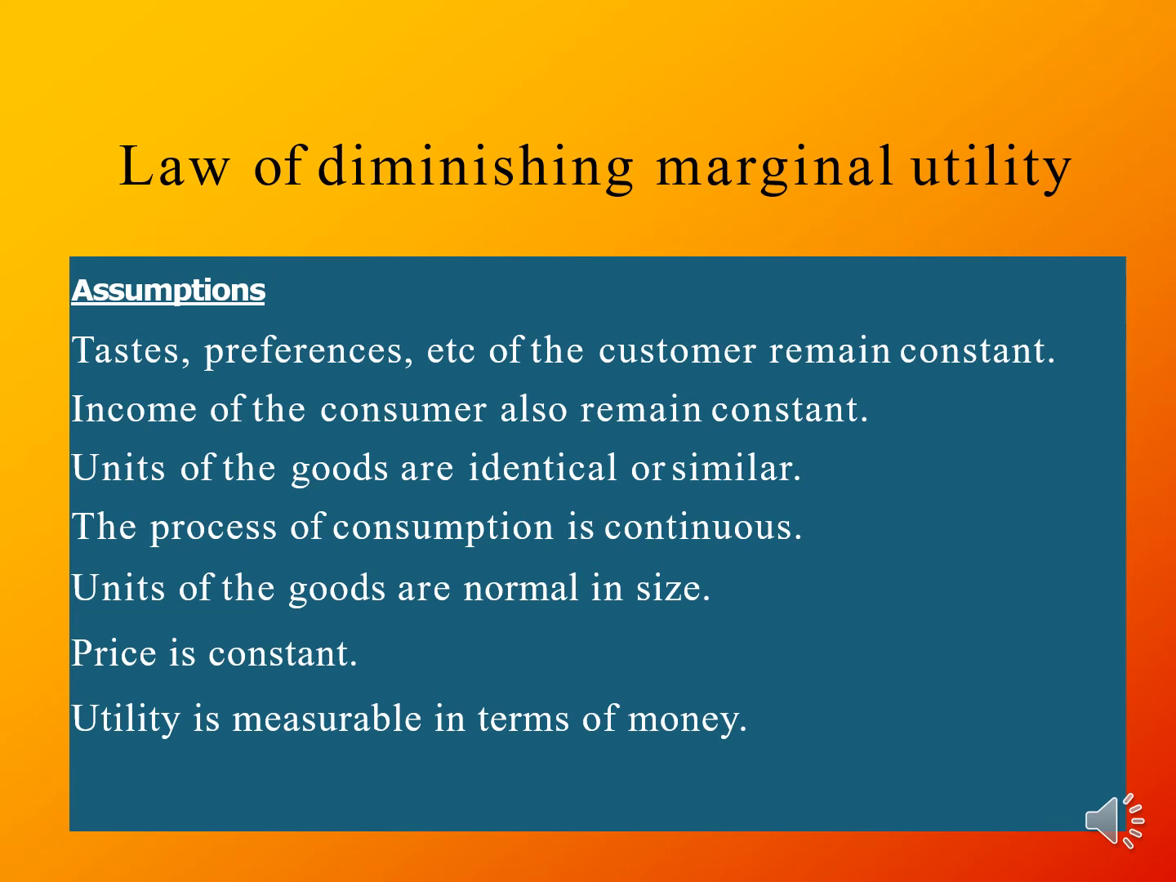Utility is a measurable concept, and we can see that the law of diminishing marginal utility is based on the cardinal law of utility. Here also we state that utility is a measurable concept.